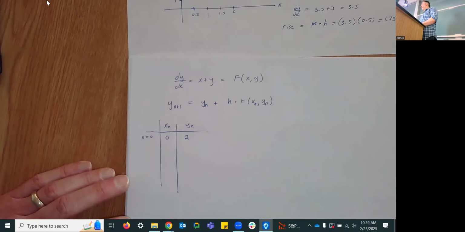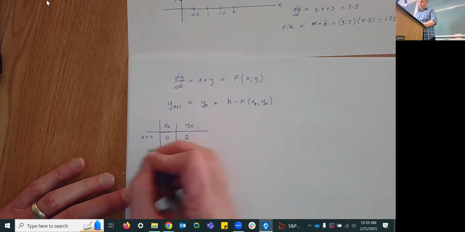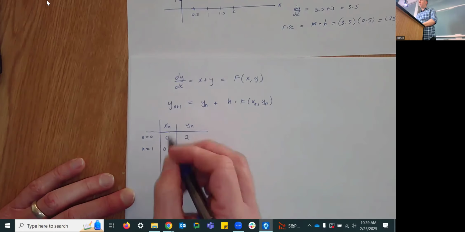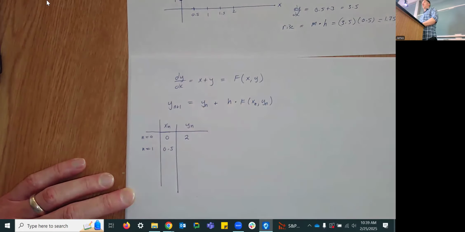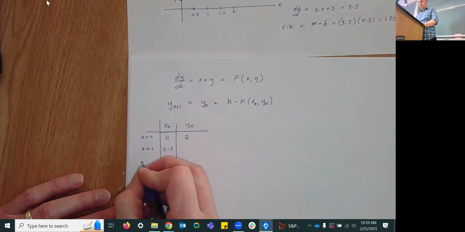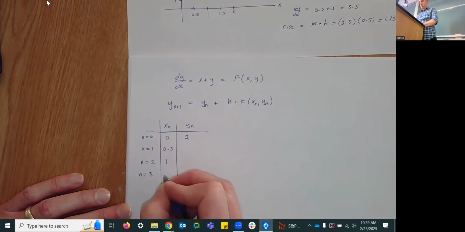So now we're going to find the next y value. Well, let's find the next x value. So for n equal to 1, our x value is going to be 0.5. In fact, when I'm doing this, I like to just fill in all the x values because they just increase by the same amount every time. So for n equals 2, our x value is going to be 1. For n equals 3, our x value is going to be 1.5. And for n equal to 4, our x value is going to be 2.